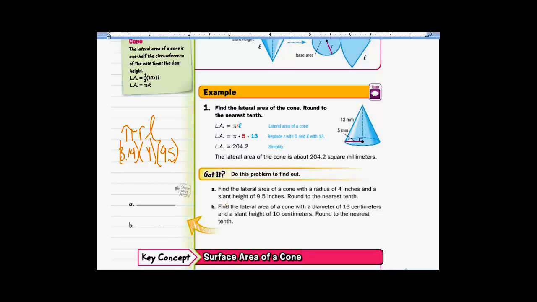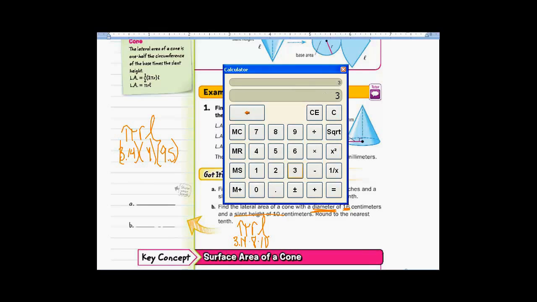Now, if I wanted to go ahead and do this other one, it's going to be the same. Pi r l, pi, 3.14, times the radius, which is, well, it says the diameter is 16, so make sure you're changing that. Make sure you pay careful attention. Don't just look and say, oh, these are the two numbers, that has to be it. Slow down and pay attention. So the radius would be 8 times the slant height, which is 10. Going back to A, we would have 3.14 times 4 times 9.5.